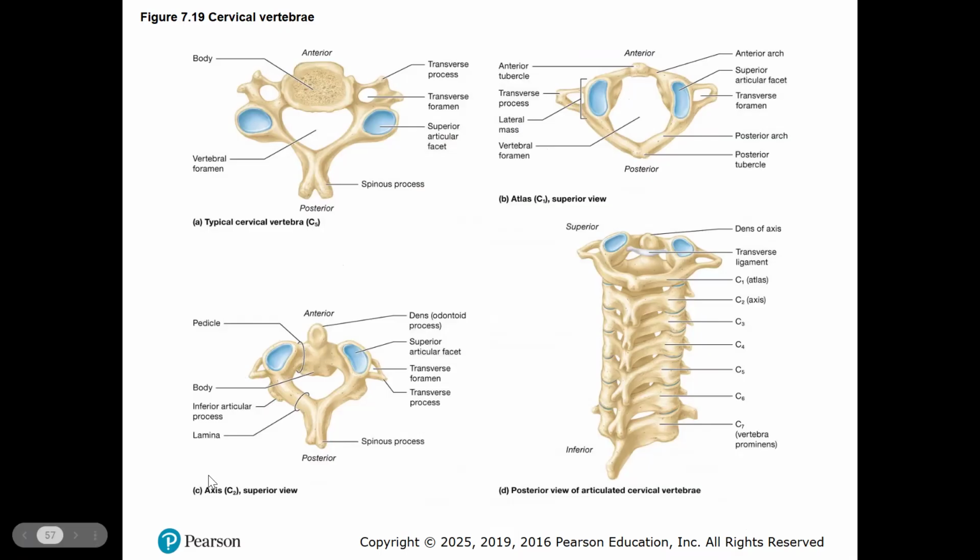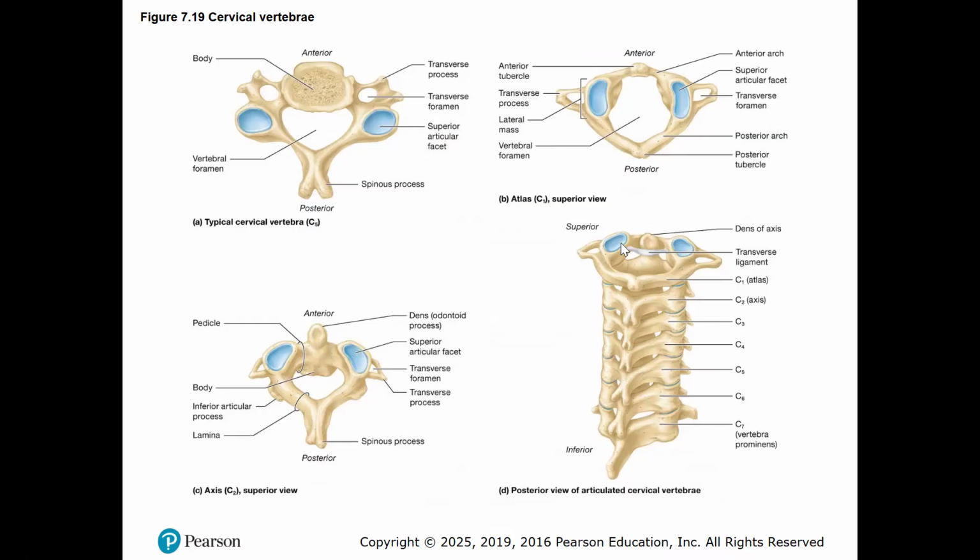Then you have your C2, known as your axis. The second cervical vertebra is unique in the fact that it has this dens portion, or odontoid process, or tooth-like process. You see where this dens process articulates and butts up against the anterior tubercle of the atlas, and how it nestles in there.